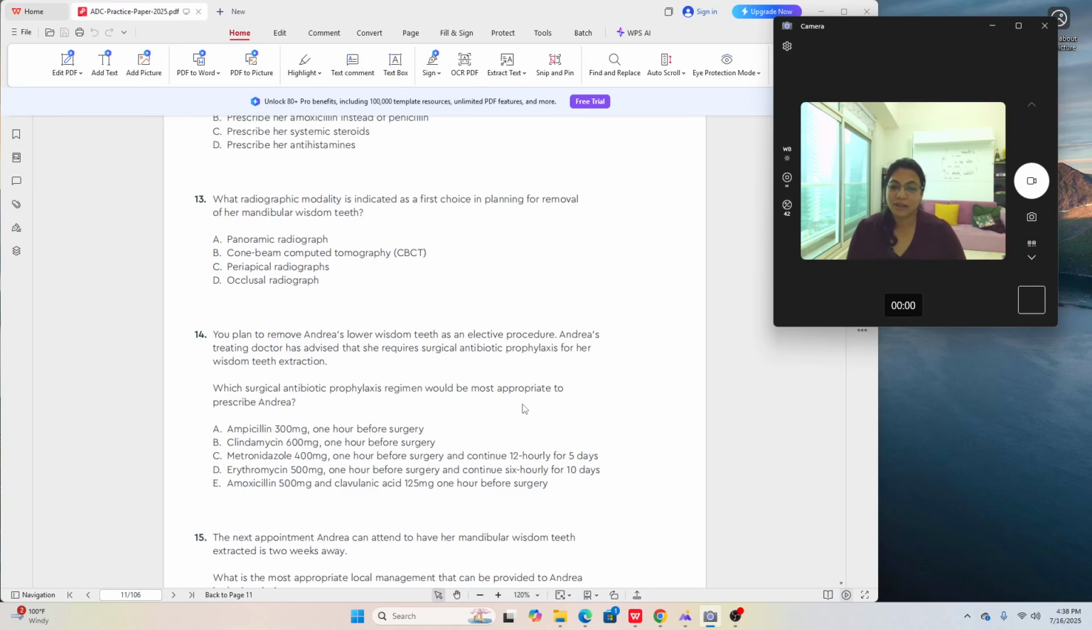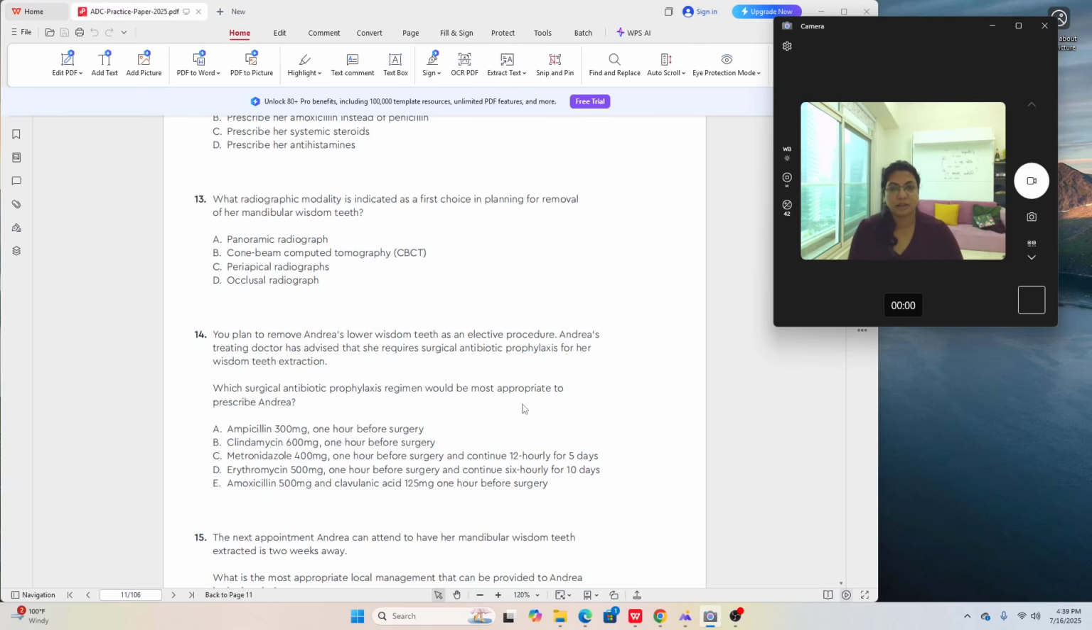Andrea's treating doctor has advised that she requires surgical antibiotic prophylaxis for her wisdom teeth extraction. Now, I want you to understand here two terms very, very carefully. There is something called prophylactic antibiotics and there is something called therapeutic antibiotics. Many of the candidates get confused amongst these two terms and hence mark their answers wrong. Let me give a very simple and clear explanation to you. If you are making notes, write this down.